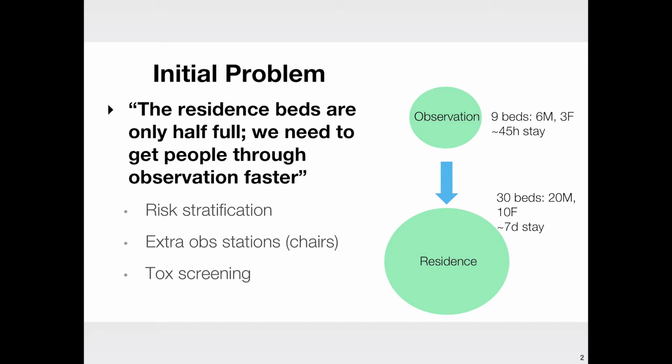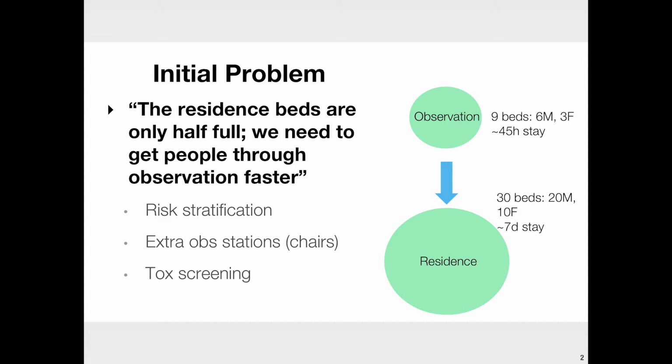When they described the problem initially, what they saw was this. The way that their detox center is set up is that for the acute withdrawal phase, there's a high acuity 9-bed observation unit with a capacity for 6 men and 3 women, and the average stay through that acute detox phase is about 45 hours.